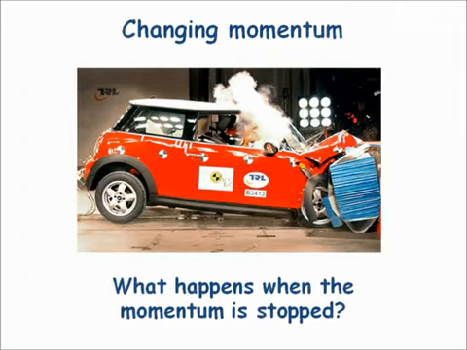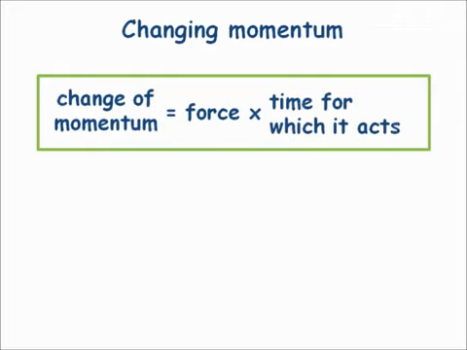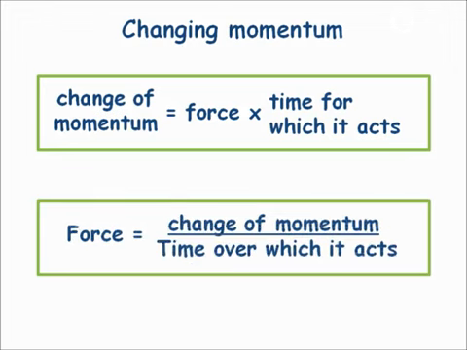What happens when a car hits a wall? Because the car's velocity becomes zero, its momentum must change to zero during the collision. We can use the change of momentum formula to allow us to find the force that acts on the driver during the collision. Rearranging the formula, we get force is equal to change of momentum divided by the time over which the collision acts.